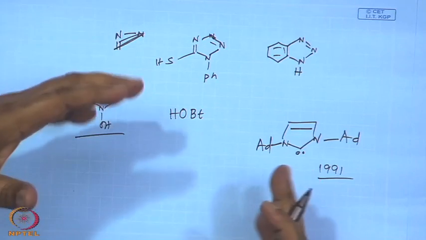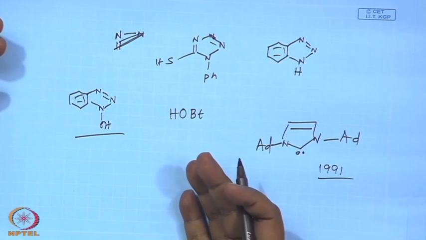That has given birth to many, many carbenes now. So, all of us now know the carbenes, NHC, N-heterocyclic carbenes, etcetera. And that means basically, what should be the starting material? The starting material is the corresponding imidazole, the corresponding imidazolium salt. Then if you add sodium hydride in DMSO, you can get the free carbene.